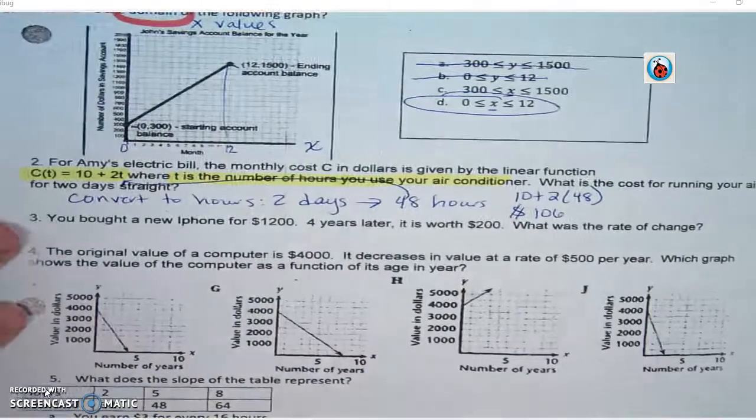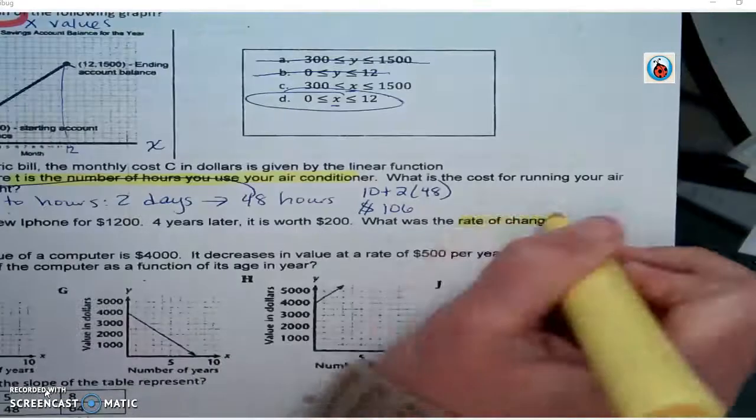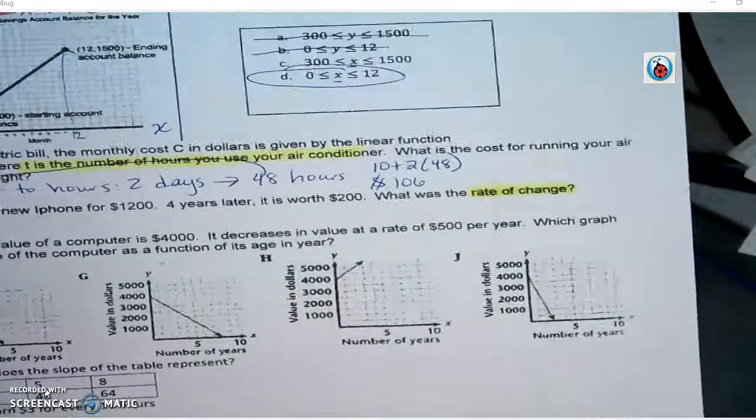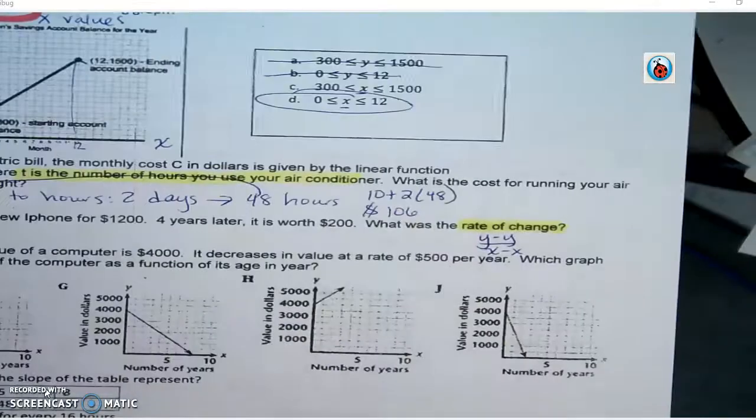Number 3, you bought a new iPhone for $1,200. 4 years later, it is worth $200. What is the rate of change? So it's asking for the rate of change. Remember, our formula for rate of change is y minus y over x minus x.